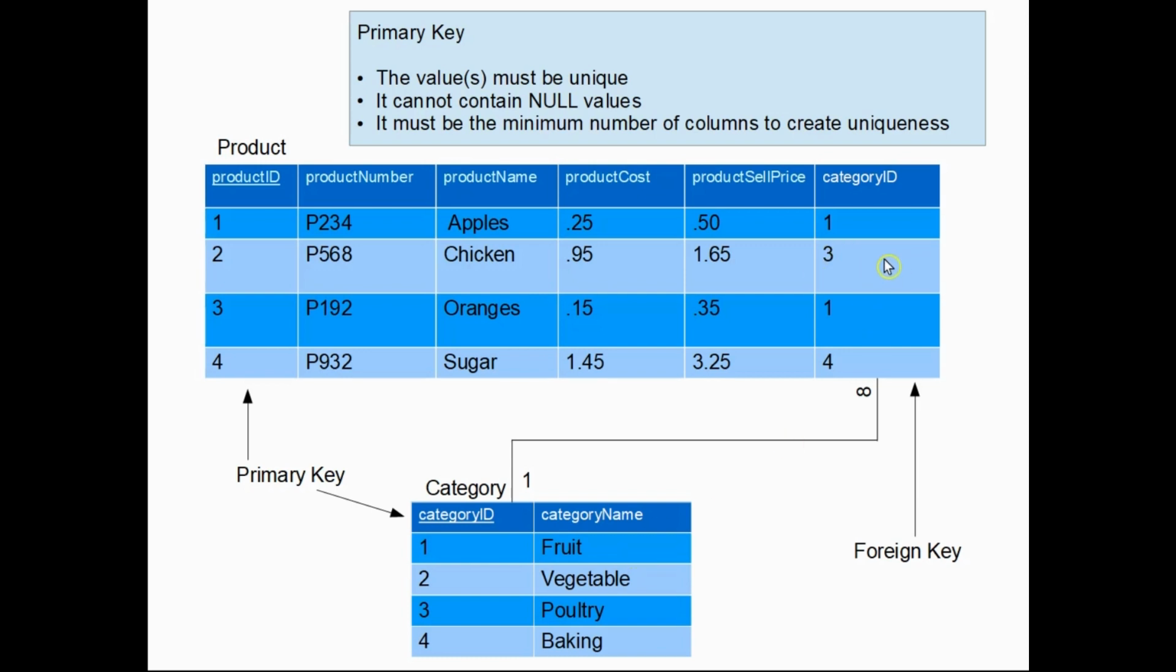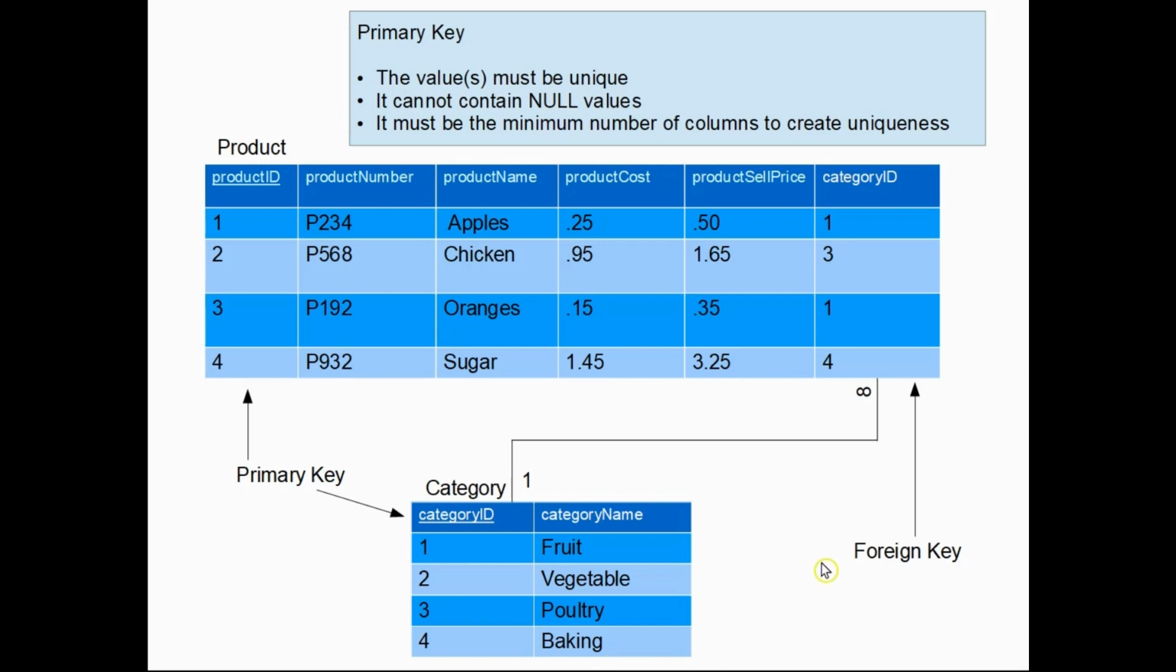This one here, chicken, is a 3, so you go down here, you find the 3 here. It's the category of poultry. And here's a 1 again, which is fruit. And this one here, sugar, is a 4. You go down here, that's a baking category. So that product falls into the baking category.